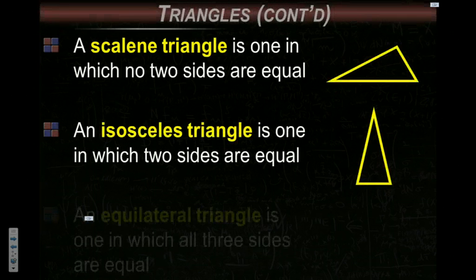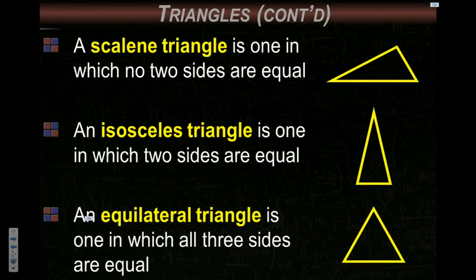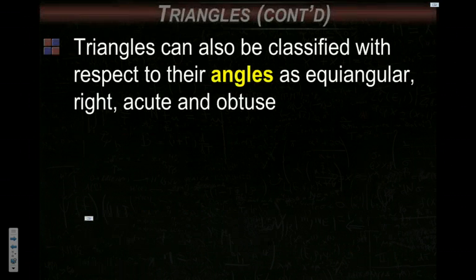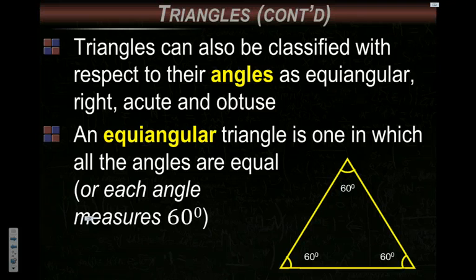Scalene is one which has sides, none of which are equal. Isosceles, 2 sides are equal. And equilateral, all 3 sides are equal, okay? As well, triangles are named by angles. There's what's called an equiangular triangle, which means all 3 angles are the same, okay? Of which they would always be 60.